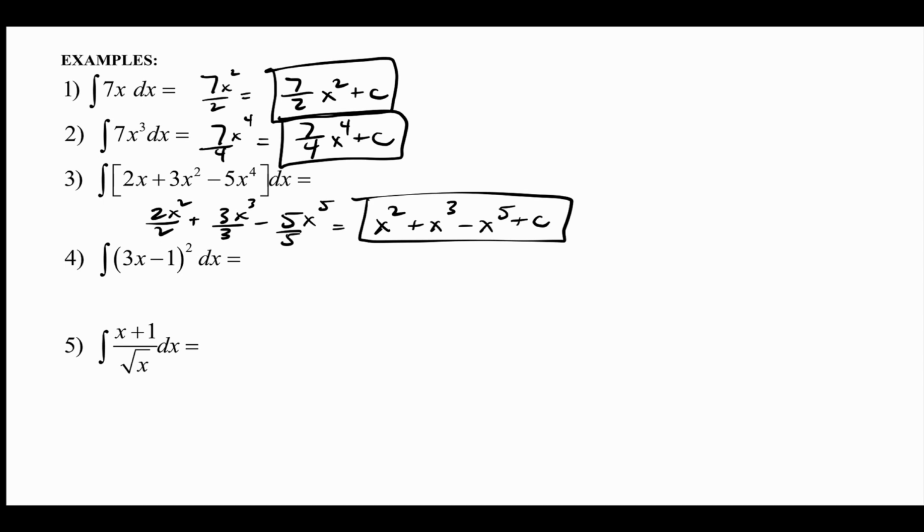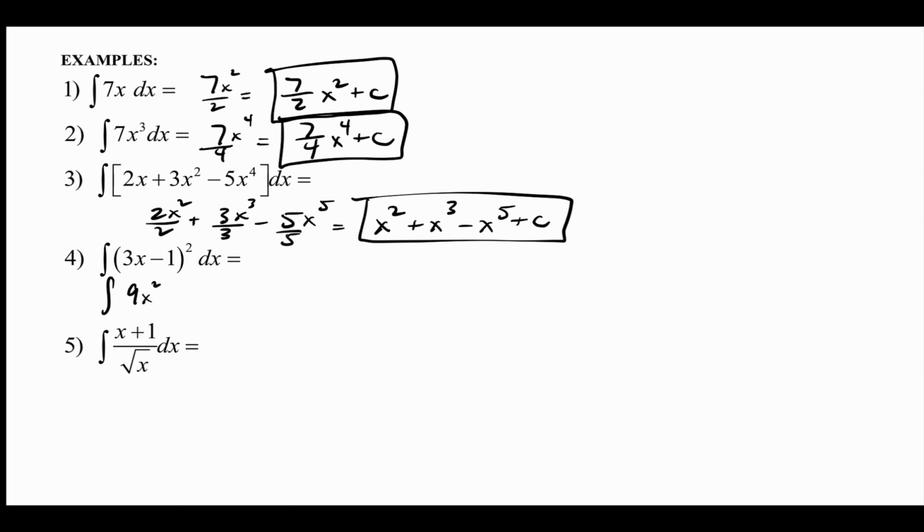Okay, so number 4. If number 4 was a derivative problem, we would use chain rule, right? But we haven't learned the chain rule for integration. Is there a different way we can do it using our rules that we've learned so far? Yeah, multiply it out, right? Expand it, using box or using FOIL, whatever method you're most comfortable with.